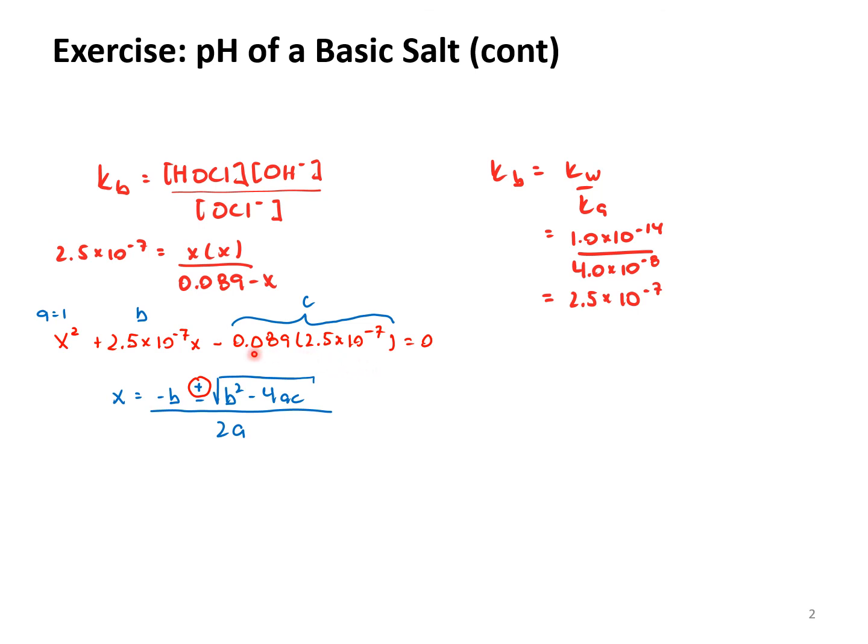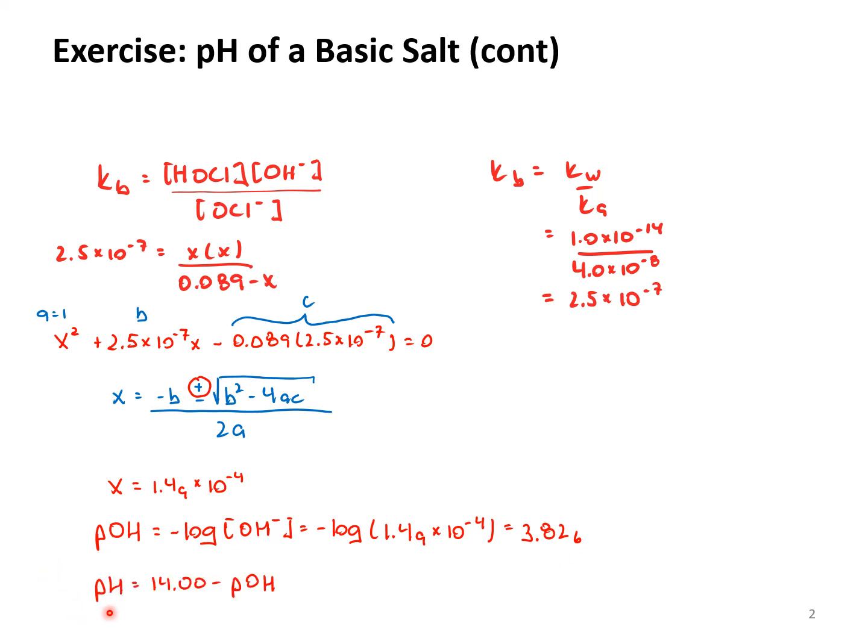Plugging these values into the quadratic formula gives us a value of X equals 1.49 times 10 to the negative 4. And as you may recall, X is the concentration of hydroxide. Next we can calculate the pOH of the sample using the equation for pOH. This gives us a pOH of 3.826. And finally, we can now calculate the pH. The pH of our sample is therefore 10.17. Rounding gives us a final pH of 10.17.